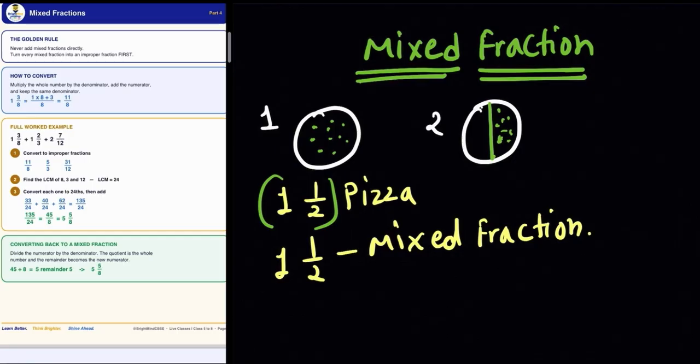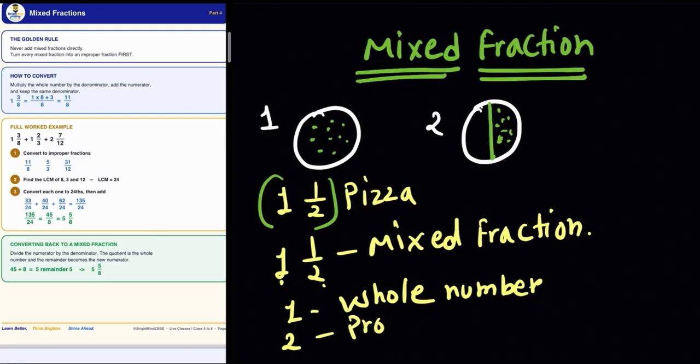And a mixed fraction has two parts. A mixed fraction is made up of one whole number and a proper fraction. One whole number, and the second one is a proper fraction.